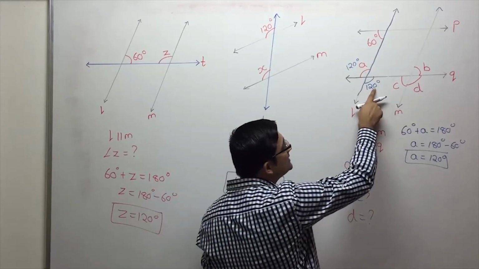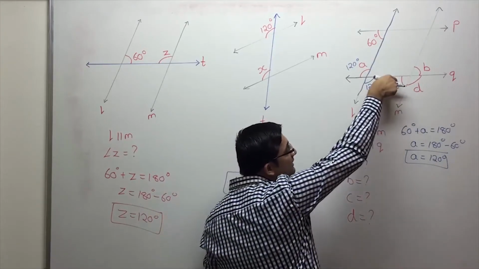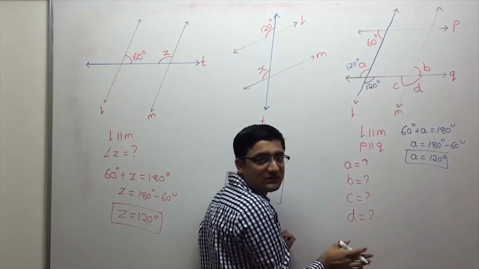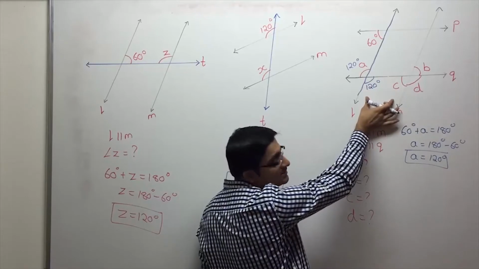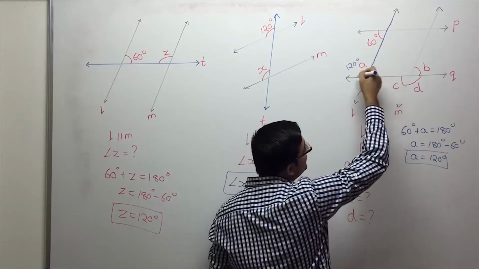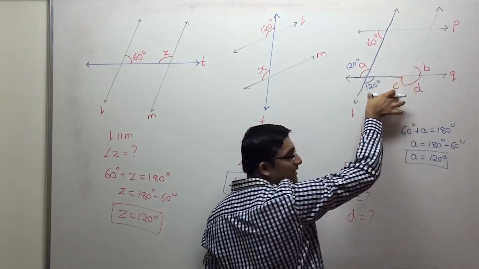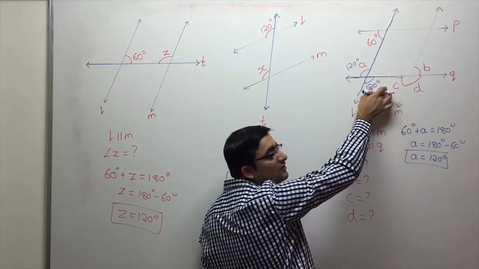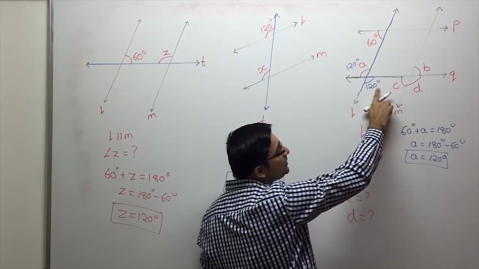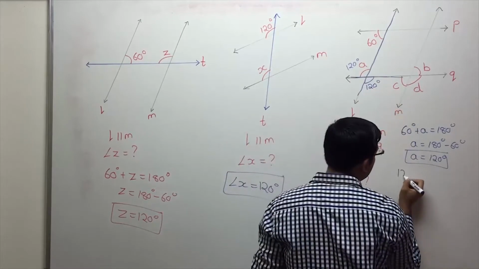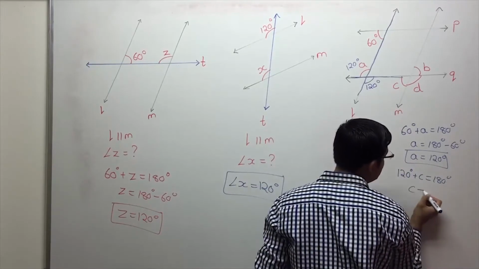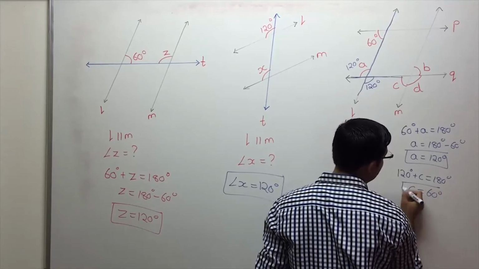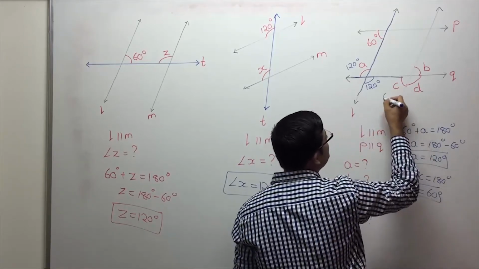Now look at this angle and angle C. Interior angles on the same side of the transversal. See, these two angles are between these two lines. So interior angles, this line over here is now your transversal. Interior angles on the same side of the transversal are supplementary. So this plus this is 180. So 120 plus C is 180. So C is equal to 60 degrees.